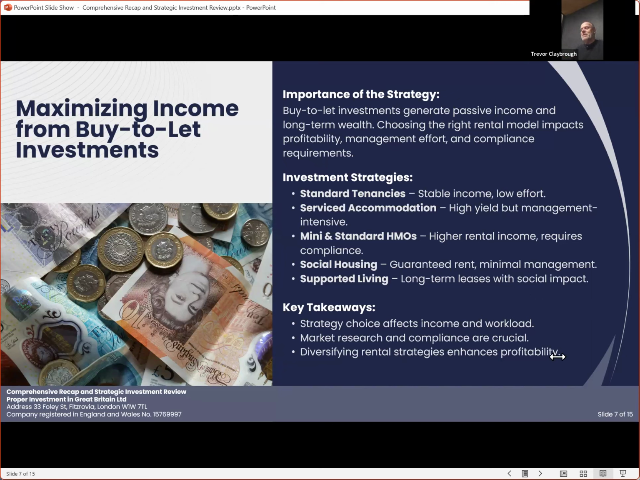On the templates that we use and that are in the full BRRRR training that we do, those templates have all the purchase and renovation templates and stuff. But we've also got the templates for calculating the costs and cash flow as a standard buy-to-let. And we've got the templates for calculating that if it's operating as an HMO or if it's operating as serviced accommodation.